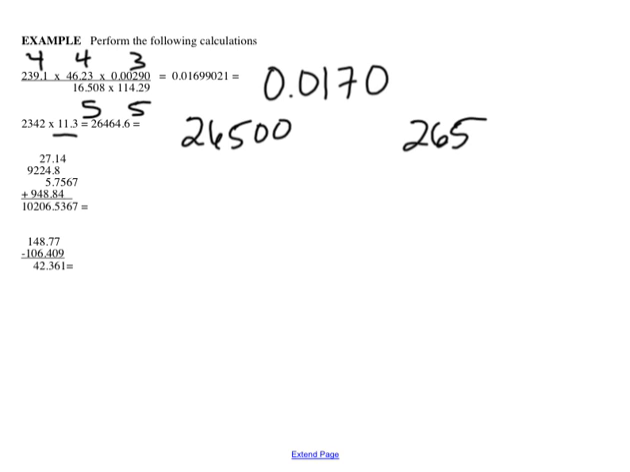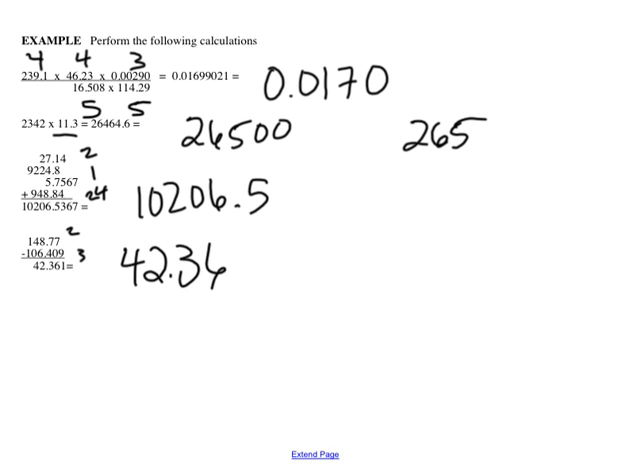And so here are addition and subtraction problems. We round to the least number of decimals. So this is 2 decimals, 1, 4, and 2. What do we round to? 1. So 10206.5. So here we have 2 decimals. Here we have 3. We round to the least number of decimals, and we get 42.36.